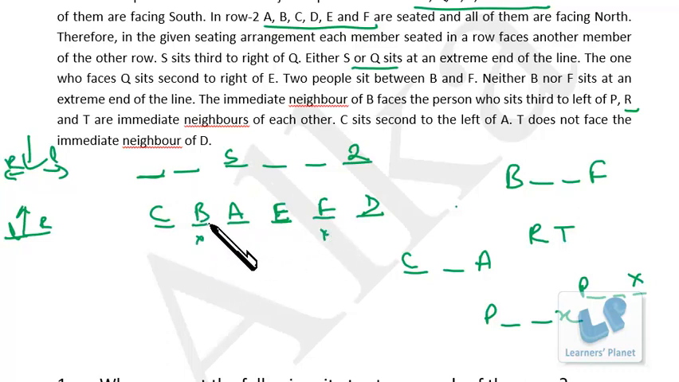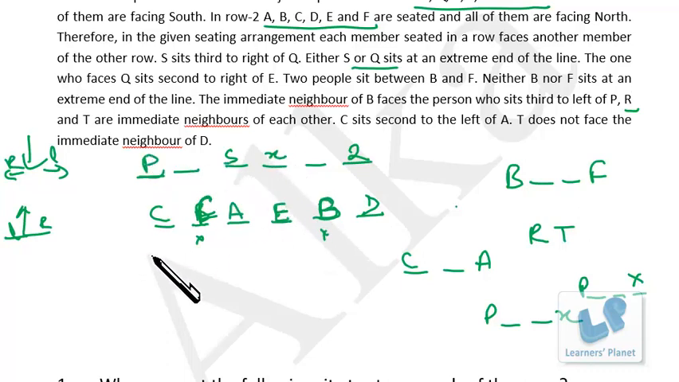So we need to interchange their position. So that is F and that is B. Okay. Now P -- X. So it cannot be X, because the neighbor of B is E or D. So E. So P -- and X.